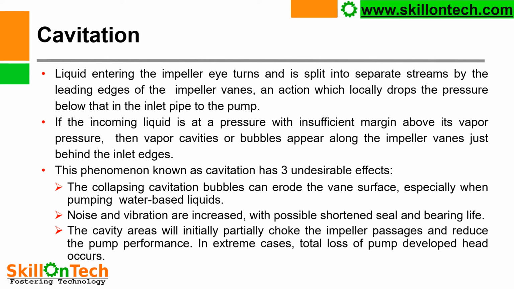Cavitation. Liquid entering the impeller eye turns and is split into separate streams by the leading edges of the impeller vanes, an action which locally drops the pressure below that in the inlet pipe to the pump. If the incoming liquid is at a pressure with insufficient margin above its vapor pressure, then vapor cavities or bubbles appear along the impeller vanes just behind the inlet edge. This phenomenon, known as cavitation, has three undesirable effects.